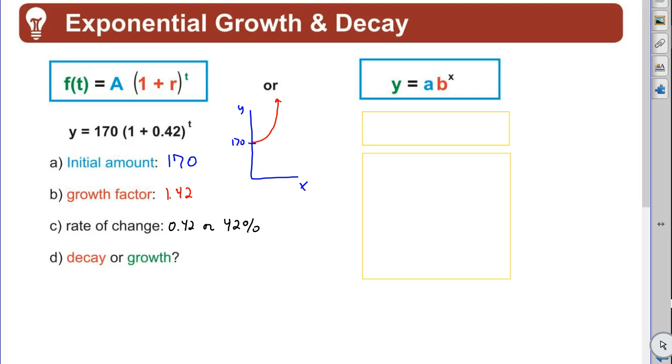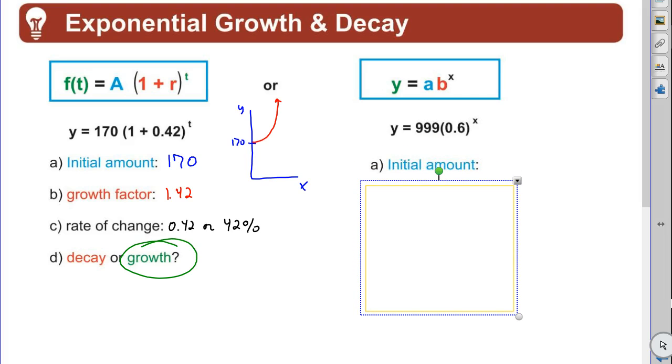And then finally, is it a growth or is it a decay? And so you're looking at the growth factor. If the growth factor is larger than 1, it is indeed a growth. If it's less than 1, it is indeed a decay. All right, so the other format, something like this, exponential. All right, and we'll go through the same litany of things that we'll ask.